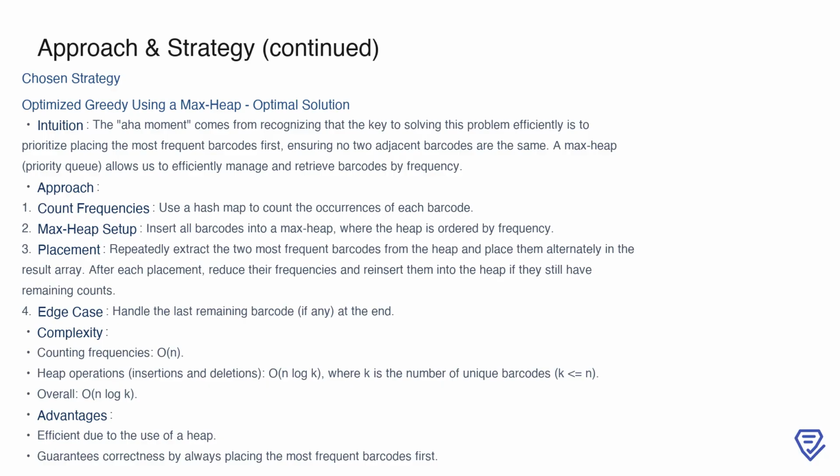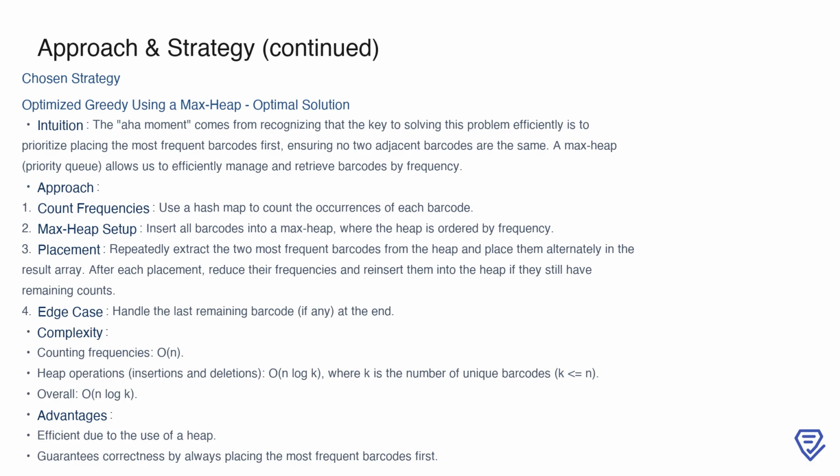The placement process involves repeatedly extracting the two most frequent barcodes from the heap and placing them alternately in the result array. After placing a barcode, its frequency is reduced, and it is reinserted into the heap if it still has remaining counts. This ensures that no barcode is placed adjacent to itself. If there is one final barcode left at the end, it is handled as an edge case.